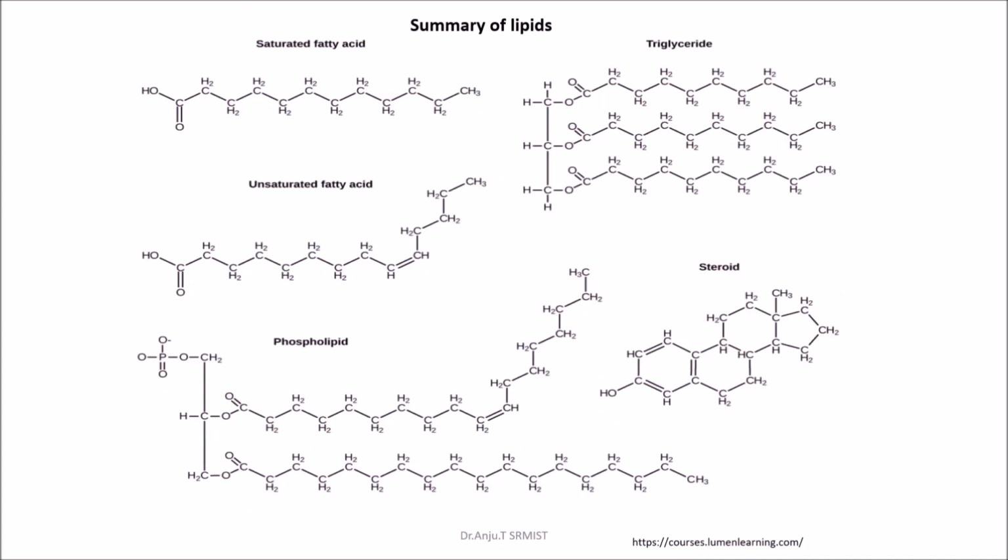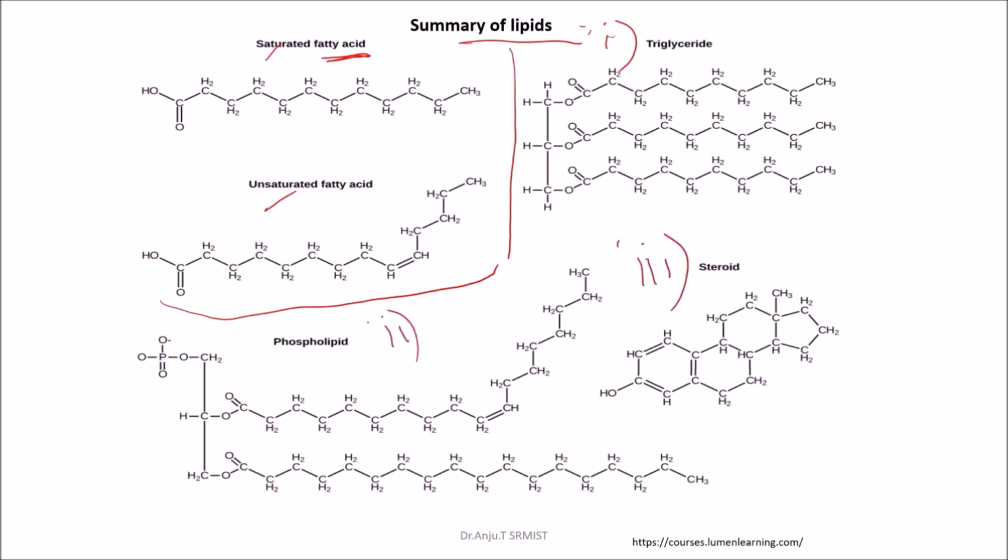To quickly summarize what we learned about lipids: lipids are hydrophobic molecules. They are large macromolecules. The monomeric unit is fatty acids, and the fatty acids can be saturated fatty acid or unsaturated fatty acid. In the classification of lipids, we can see 3 types of lipids: simple lipids, compound lipids and derived lipids. An example of a simple lipid is triglyceride. An example of a compound lipid is phospholipids, and of derived lipids is steroids.